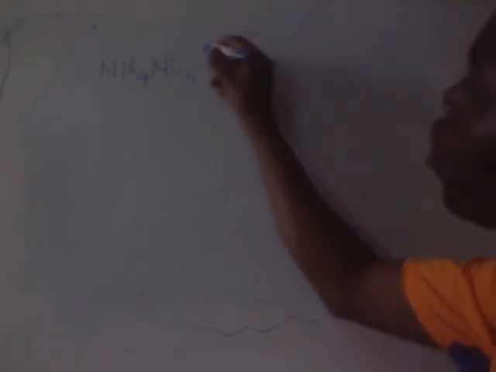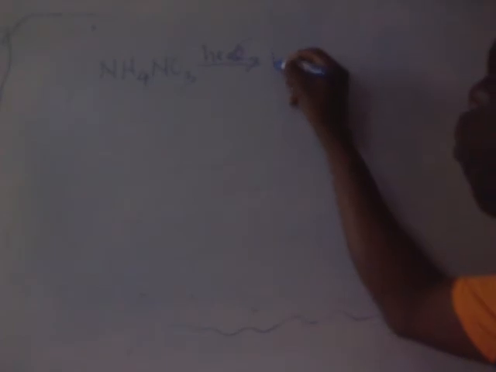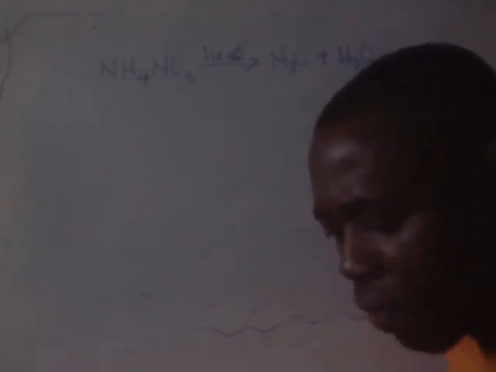Ammonium trioxonitrate 5, NH4NO3. When you heat ammonium trioxonitrate 5, it decomposes into nitrogen 1 oxide, otherwise known as laughing gas, plus H2O. Oxygen gas is not liberated when ammonium trioxonitrate 5 decomposes under the action of heat. So oxygen gas is not released.